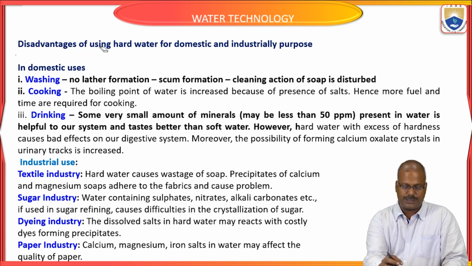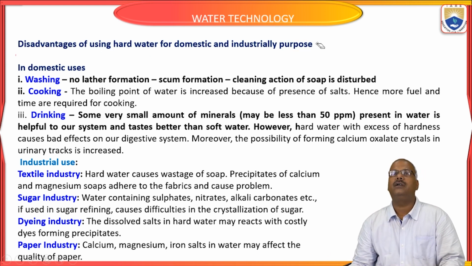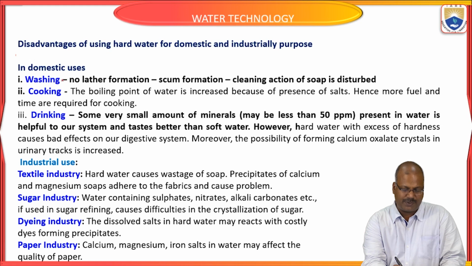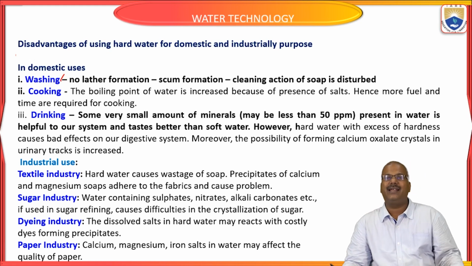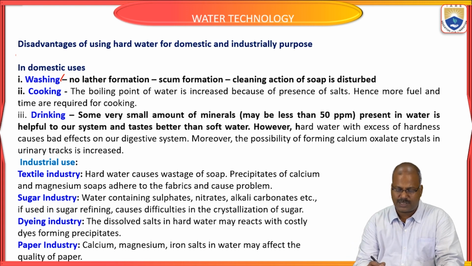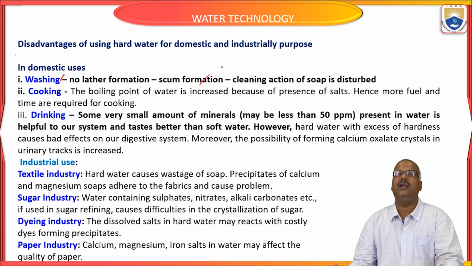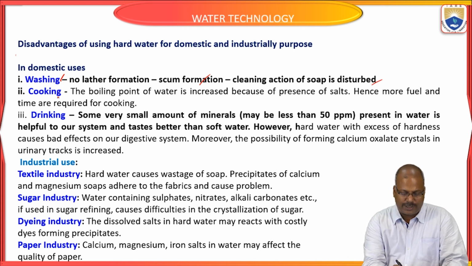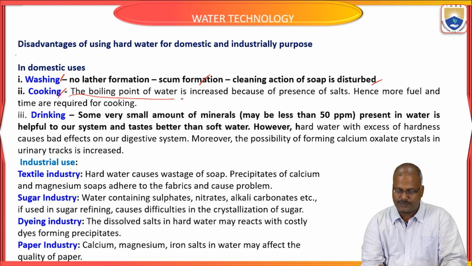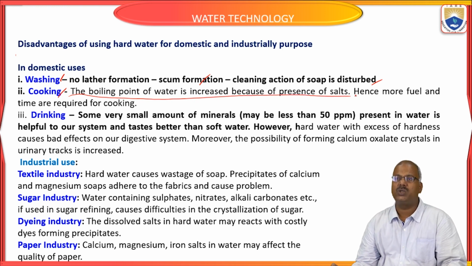There are a lot of disadvantages in using hot water for domestic and industrial purposes. Washing, for example: we know very well that hard water doesn't produce lather, rather it produces scum. So the cleaning action of soap is disturbed. Cooking: the boiling point of water is increased because of the presence of dissolved salts. Hence, more fuel and time are required for cooking.